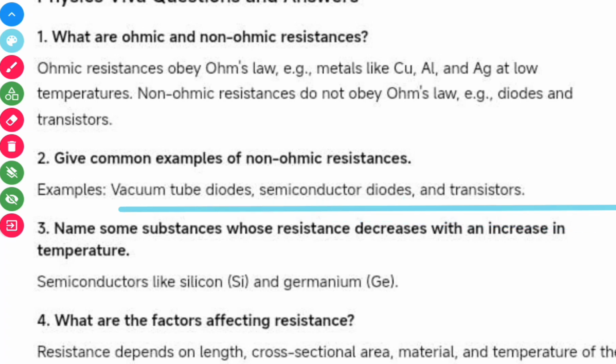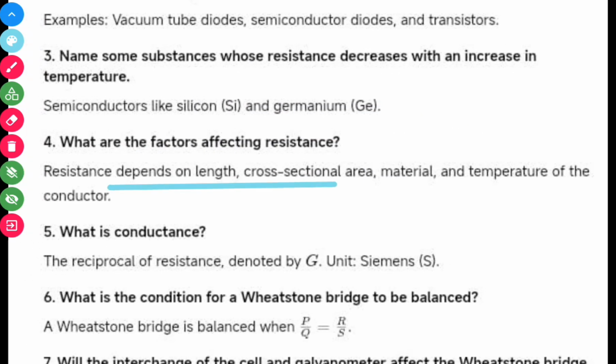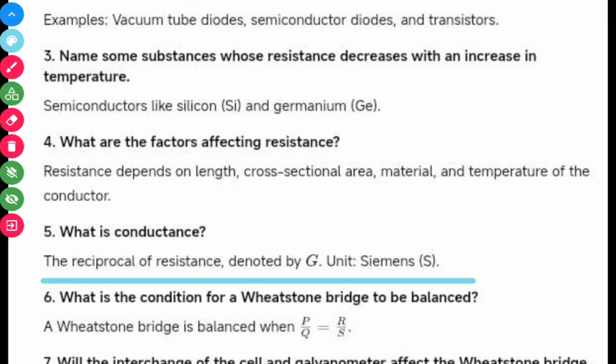Name some substances whose resistance decreases with increase in temperature. Silicon and germanium. What are the factors affecting resistance? Resistance depends on length, cross-sectional area, material, and temperature of the conductor. What is conductance? The reciprocal of resistance, denoted by G.